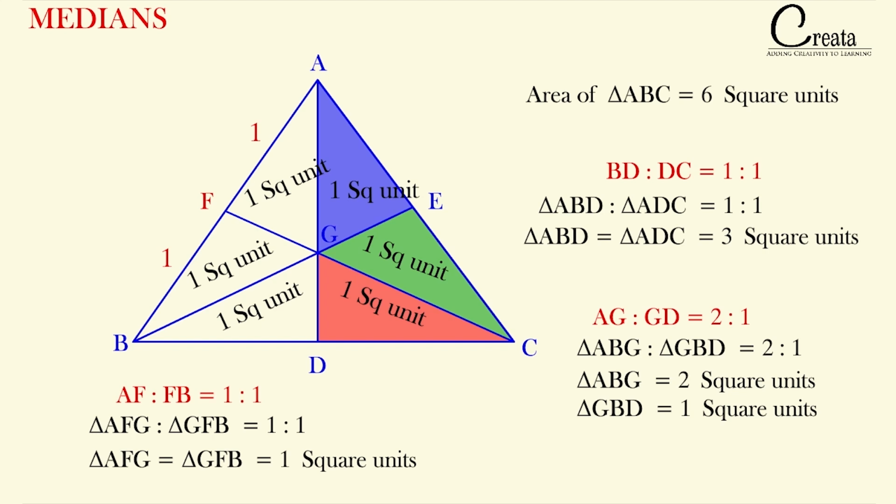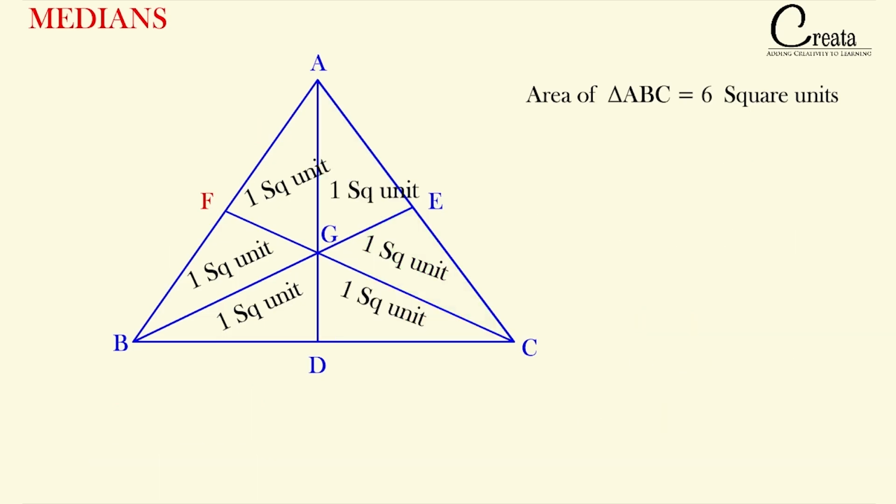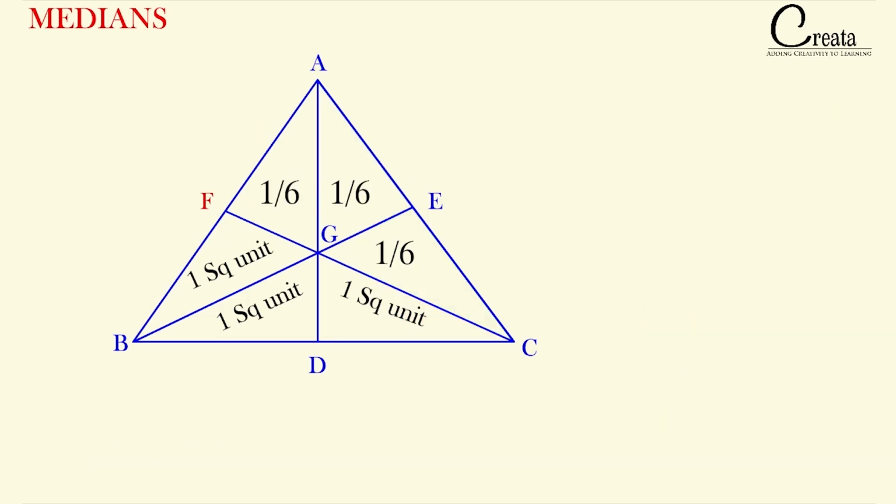In the starting, we assumed the area of this complete triangle ABC is equal to 6 square units. So we got the area of all these small triangles as 1 square unit, which is 1/6 of the complete area of the triangle. So we can say the areas of all these small triangles are equal, each equal to 1/6 of the area of the complete triangle ABC. This is the fundamental. So the medians divide the complete triangle into 6 equal portions, each 1/6 of the area of the complete triangle. This is the basics of median.